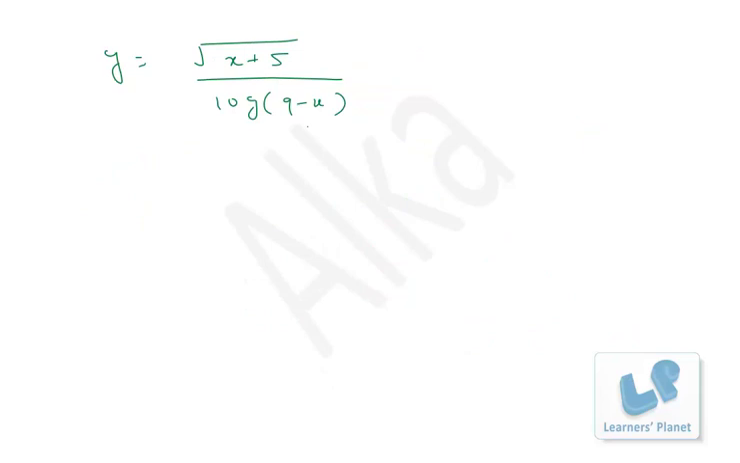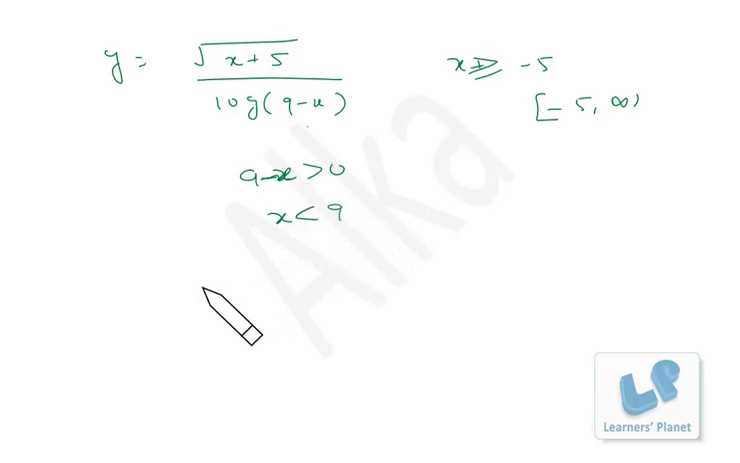Now let's see this question. It's a combination of algebraic and logarithmic inequality. So here x plus 5 should be greater than or equal to 0. So that means x should be greater than or equal to minus 5. So x is from minus 5 to infinity. Minus 5 is included. Here 9 minus x should be greater than 0, only greater than 0, not even equal to. That means x is less than 9. So x is minus infinity to 9.